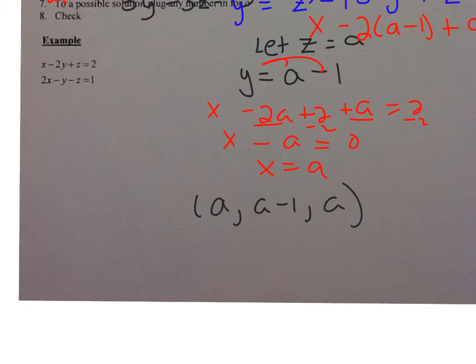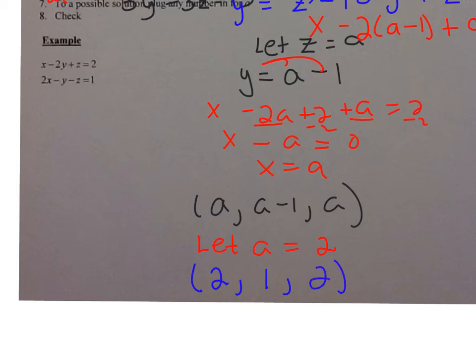So now I want to find a possible solution. I'm going to let a equal, you can pick any number you want. You could pick 0, you could pick 1, you could pick 2, you could pick 3. I'm going to pick 2. So this is a possible solution: 2, 2 minus 1 is 1, comma, 2.